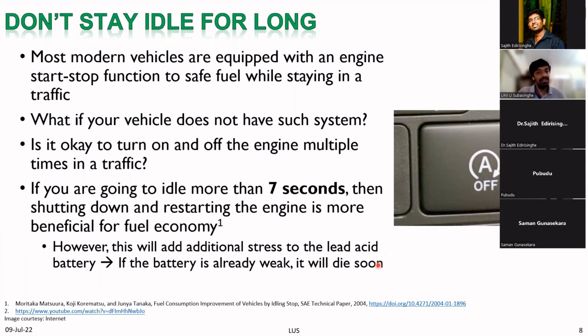So these AGM batteries are designed to withstand multiple start-stop cycles. If you already have a lead acid battery and it is already weak, then if you try this, maybe the lifespan of your lead acid battery will be lessened. It will be decreased, but on the other hand, you will be able to save some fuel.